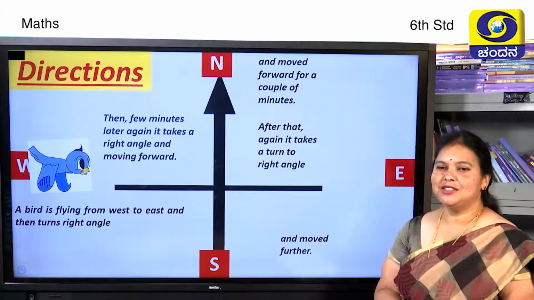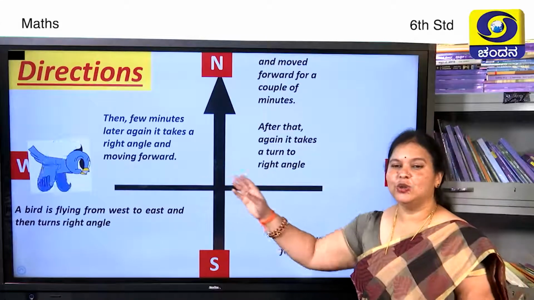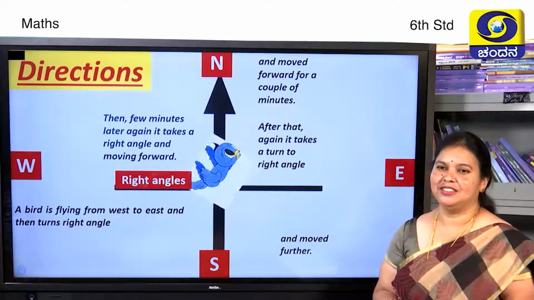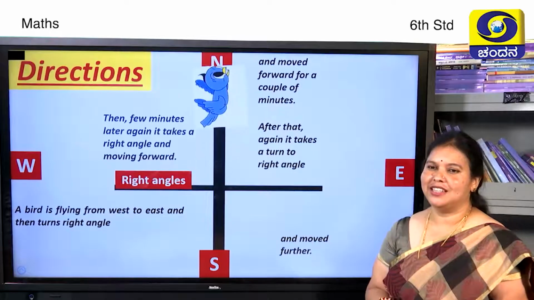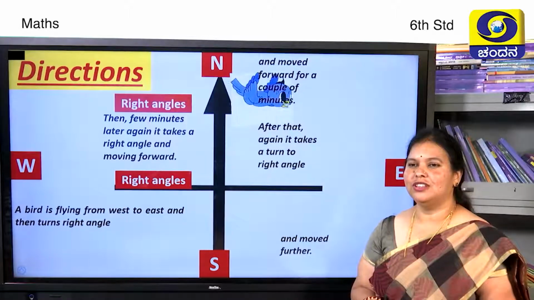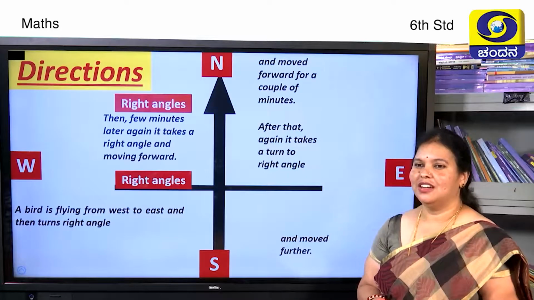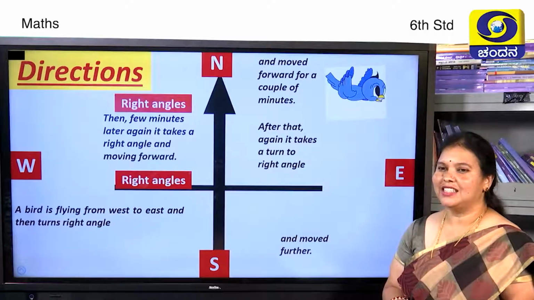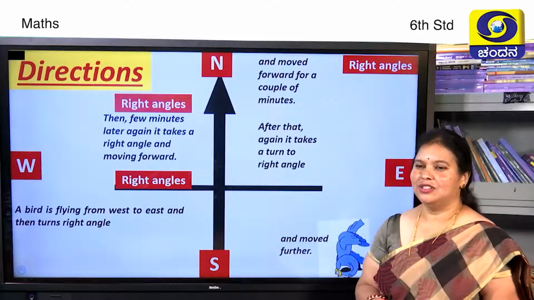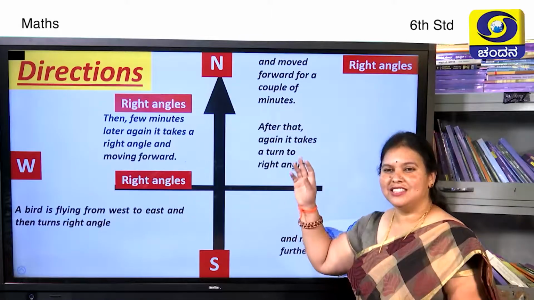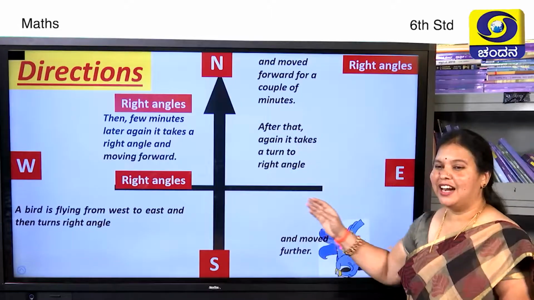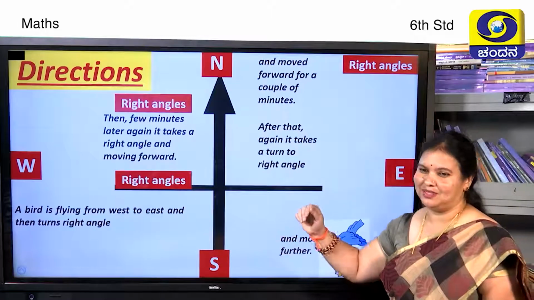A bird is flying from west to east and then turns a right angle. Then a few minutes later again it takes a right angle and moves forward for a couple of minutes. After that it takes a turn at a right angle and moves further, isn't it? So now tell me how many right angles it has taken? Yes, it has taken 3 right angles and it is headed to the south direction.